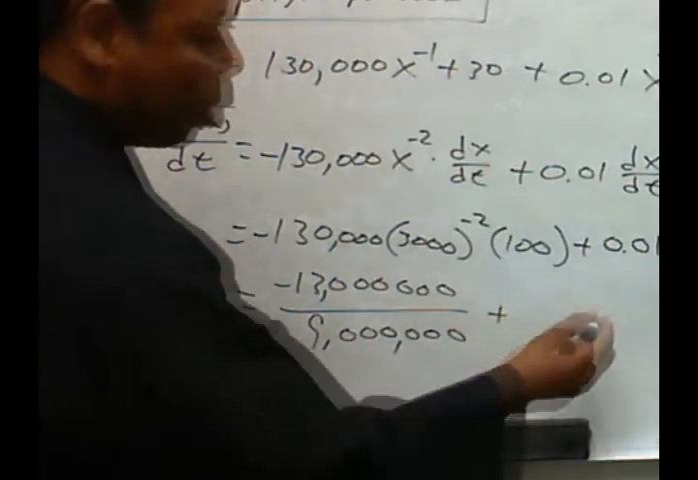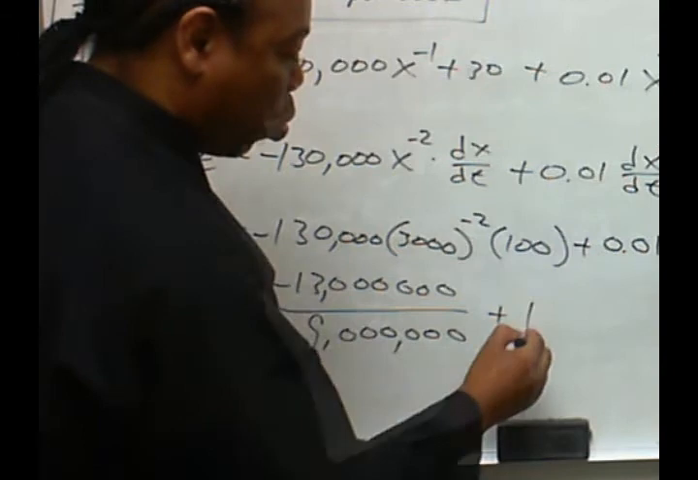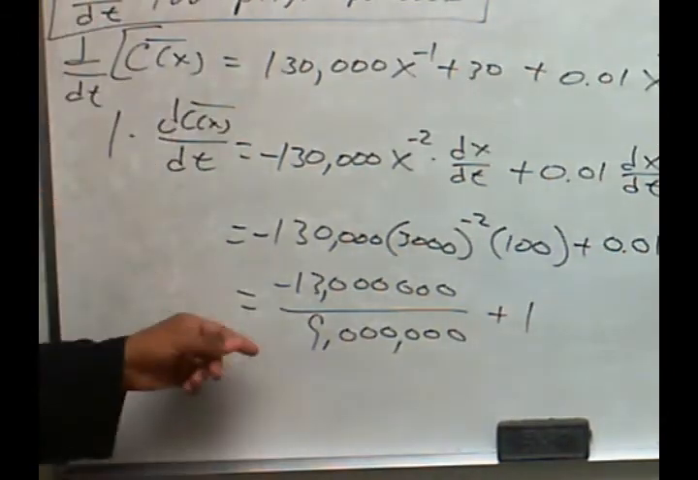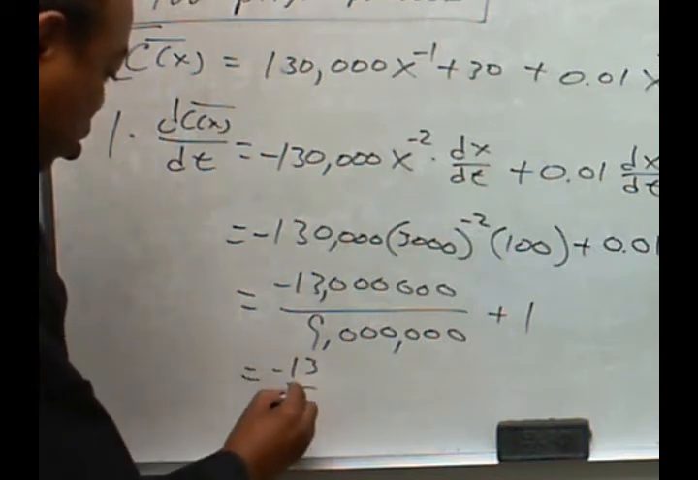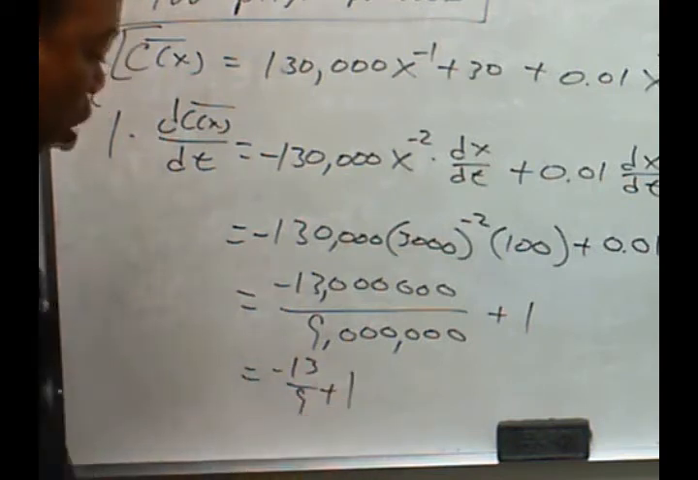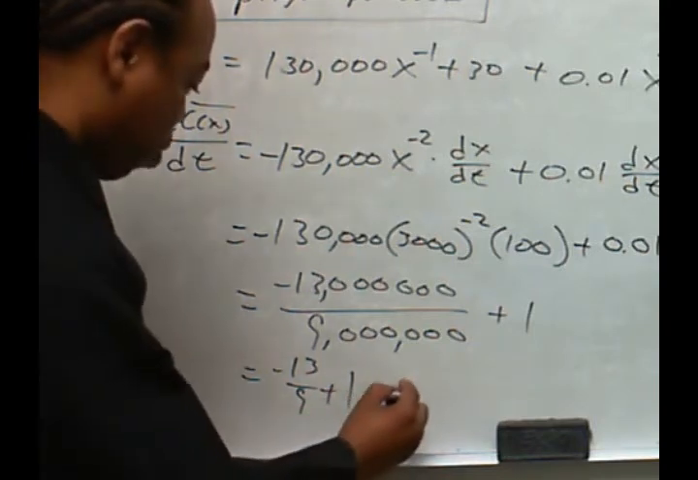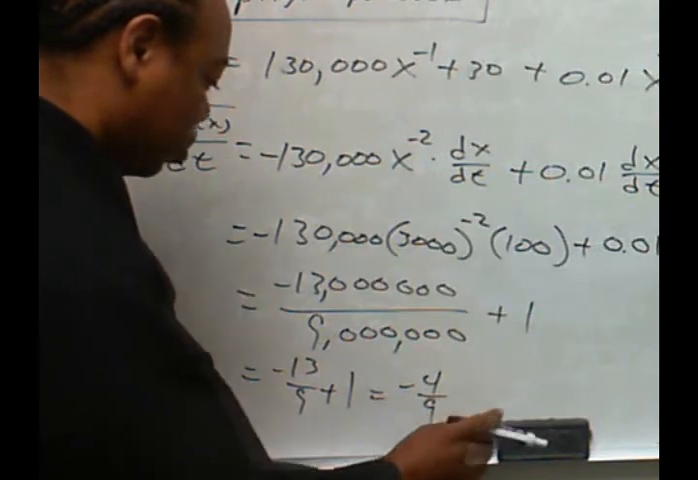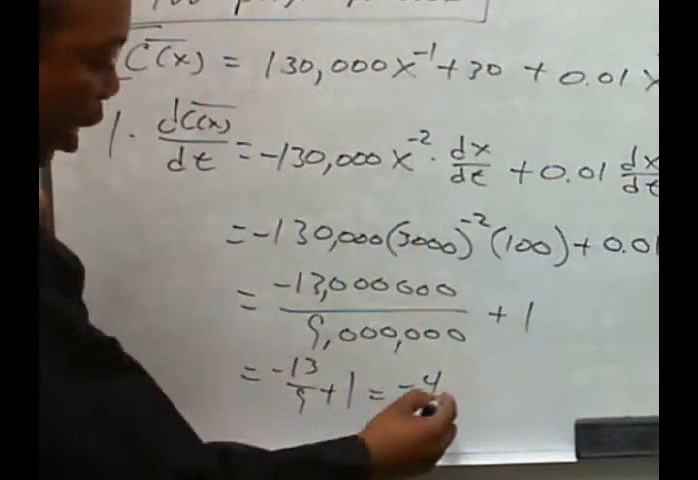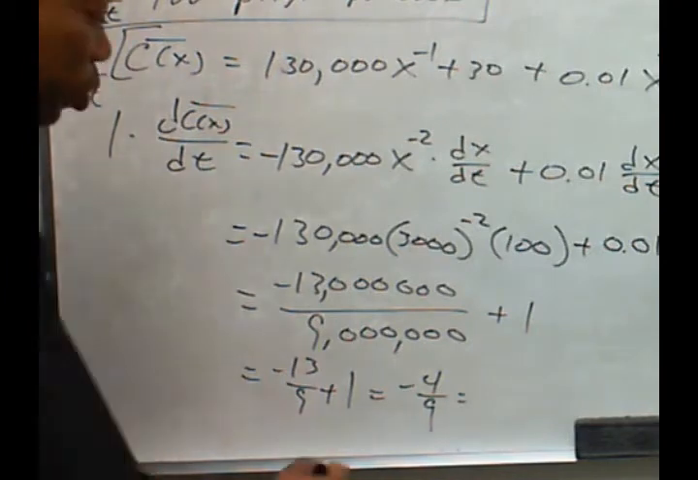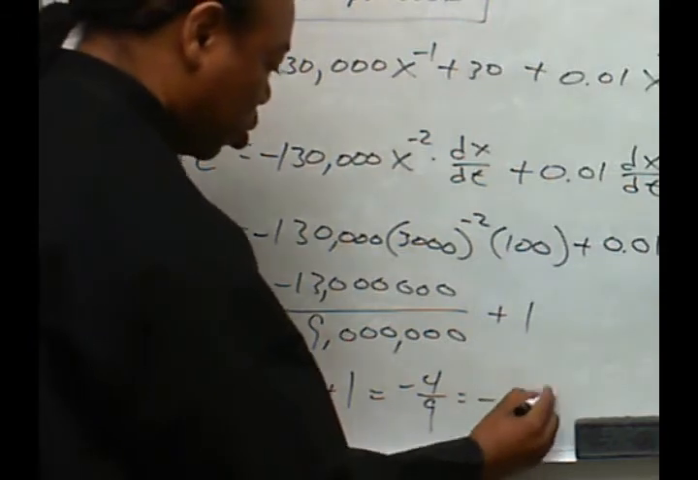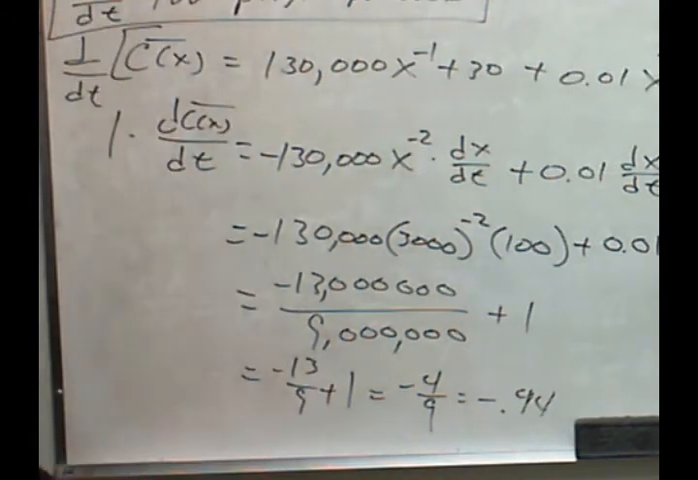Then when I multiply this, my decimal will move over twice and I'll get a 1. So this ends up being negative 13 over 9 plus a 1. A 1 is the same thing as 9 over 9. So we actually get negative 4 over 9. And if I remember correctly, that's negative 0.44, repeating 4s. So about 44 cents on that one.